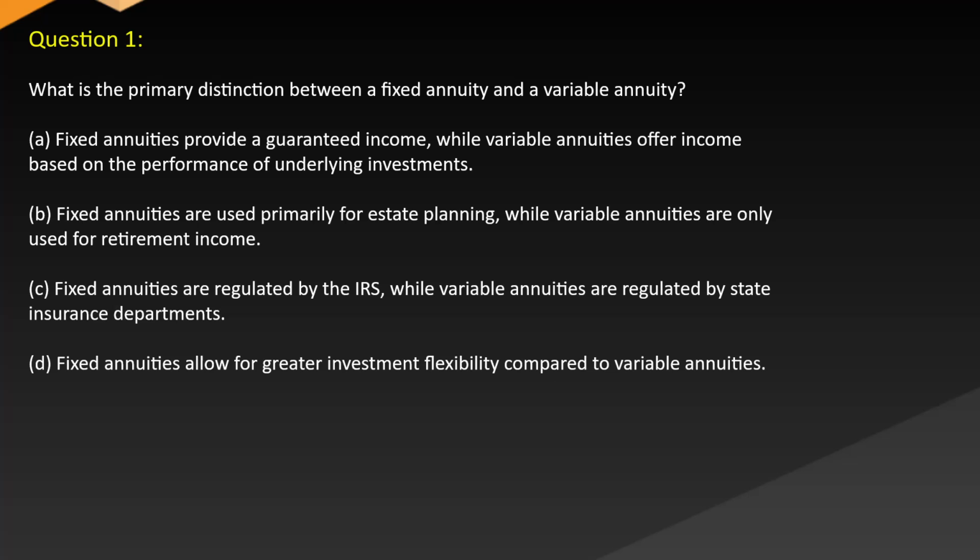Question 1. What is the primary distinction between a fixed annuity and a variable annuity? A. Fixed annuities provide a guaranteed income, while variable annuities offer income based on the performance of underlying investments. B. Fixed annuities are used primarily for estate planning, while variable annuities are only used for retirement income. C. Fixed annuities are regulated by the IRS, while variable annuities are regulated by state insurance departments.